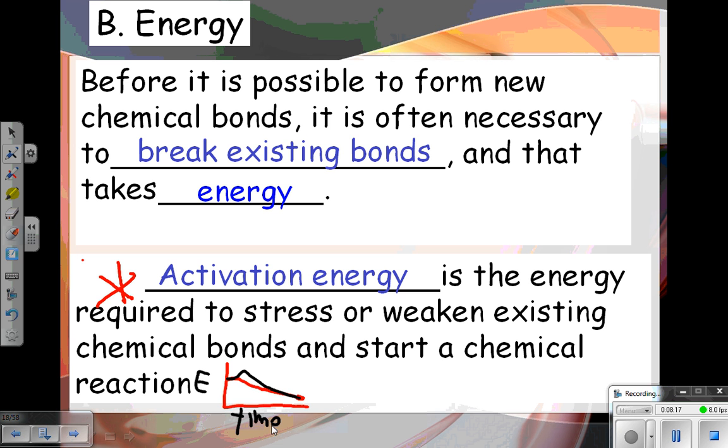Oh, so you add energy and then it breaks it down? You add energy, it stresses the bonds enough that they break, they rearrange, they become the products. So your reactants are here, your products are here. The products have less energy, so you definitely released energy. But first you had to add some energy for it to get released. Okay, that makes sense.